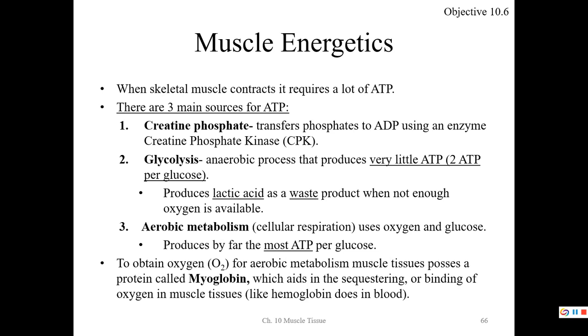Now, we need oxygen for cellular respiration. So to get oxygen, we have an oxygen-binding protein called myoglobin. Now if you've ever eaten a rare steak and people say, oh, it's bloody, and it looks like blood on the plate, that's not blood. That's myoglobin, not hemoglobin. Hemoglobin is found in blood.